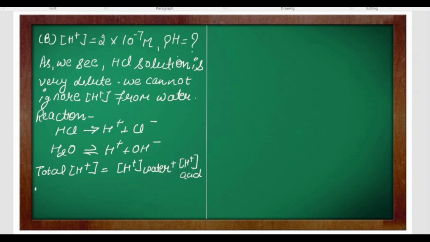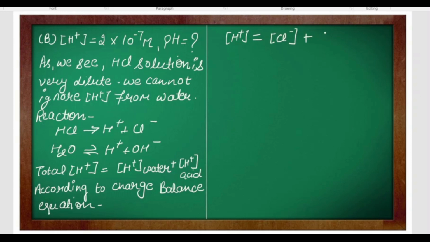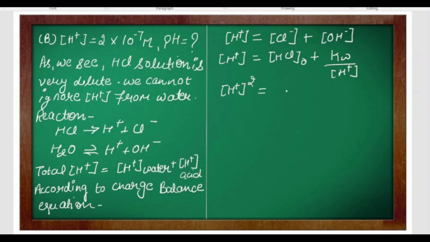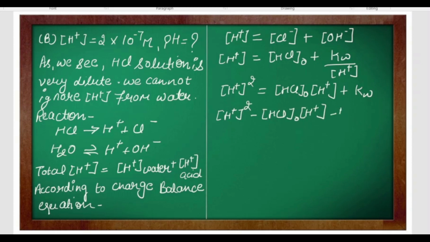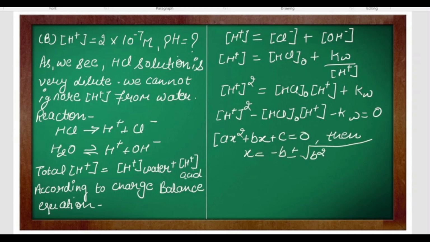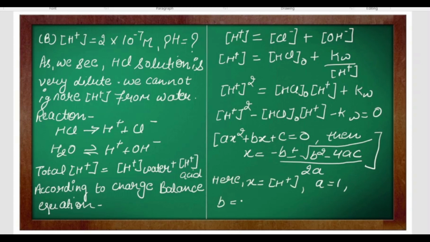According to the charge balance equation, the total positive charge is equal to the total negative charge in solution, which results in the concentration of H plus being equal to the sum of chloride and hydroxide ion concentration. On solving the equation, we get a quadratic equation in H plus. The solution of any quadratic equation ax squared plus bx plus c equals 0 is x equals minus b plus or minus the square root of b squared minus 4ac divided by 2a. Here a equals 1, b equals minus 2 multiplied by 10 raised to power minus 7, and c equals minus Kw, which is minus 10 raised to power minus 14.